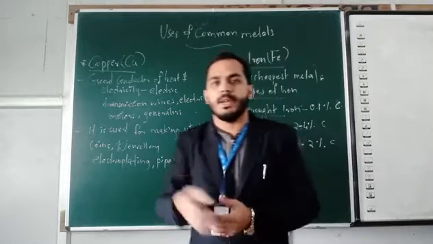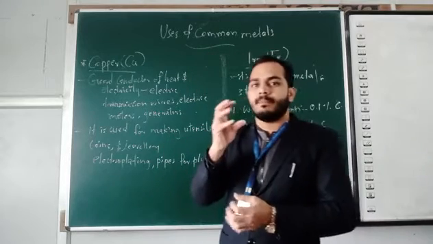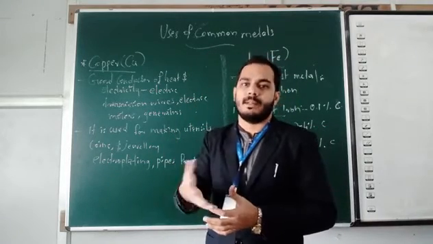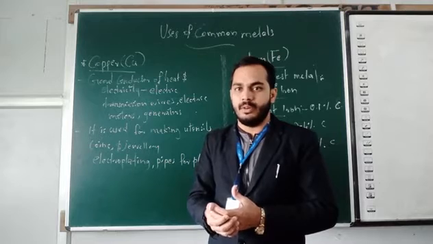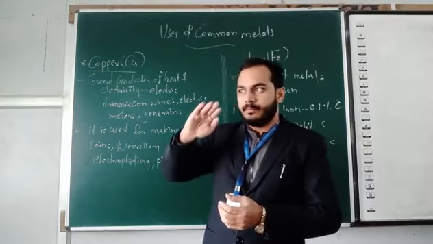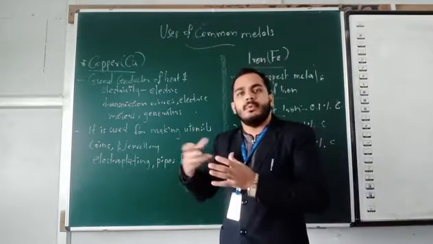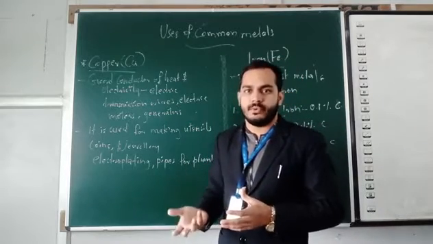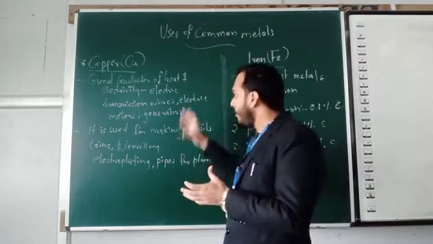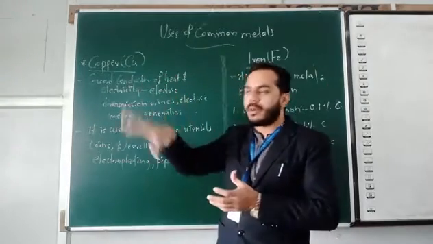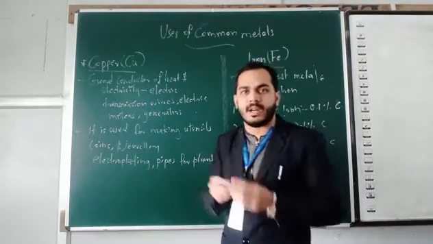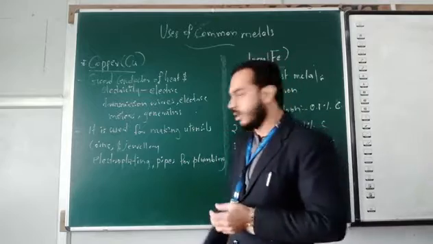What is electroplating? Copper is applied over other metals, like a painting. To improve the capacity of other metals, we need this type of metal. Copper is applied over other metal, and that process is called electroplating.